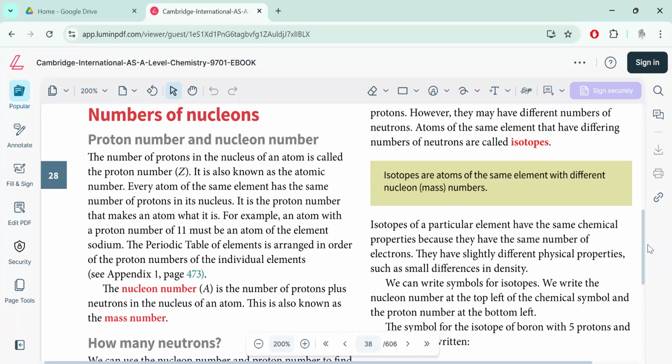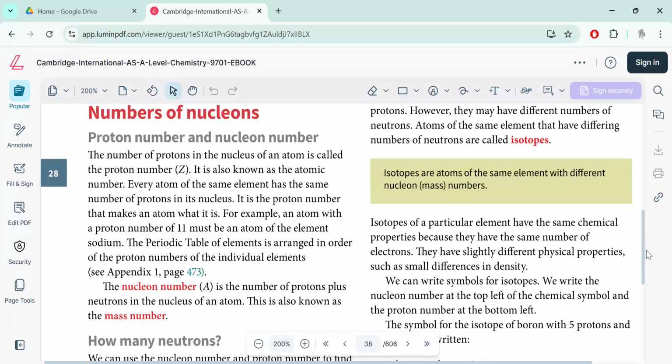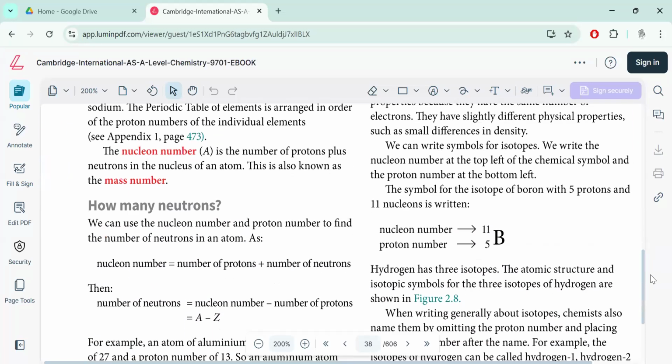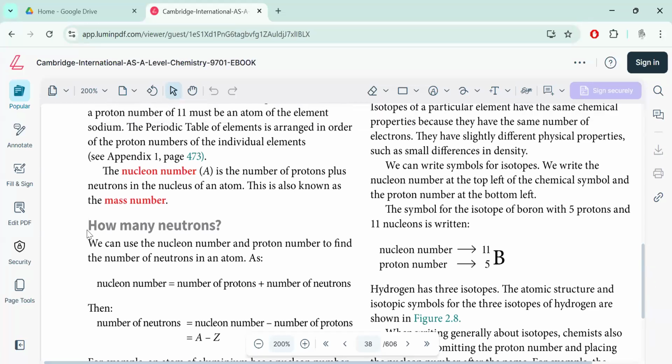Technically, as you can see here, I'm going to explain that later for the questions, just to not make it confusing. The nucleon number A is the number of protons plus neutrons in the nucleus of an atom. It's also known as the mass number. I think we also learned this in previous classes, so I hope you can still recall this material.